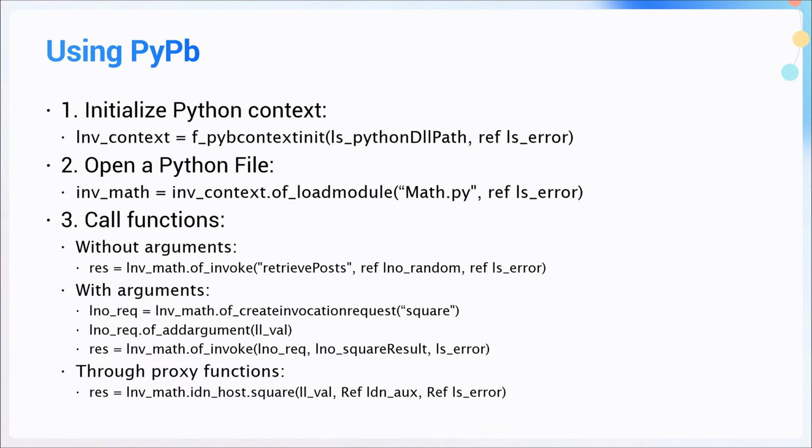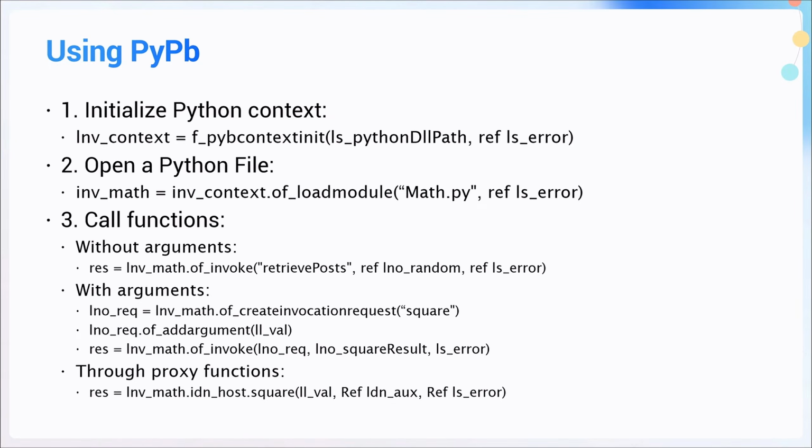If the function does not take arguments, or it can be called without explicit arguments, we can use the invoke function on the module object directly. All functions in the library return an integer with a status code and pass the resulting object as a reference argument, as well as an error in case one occurs.